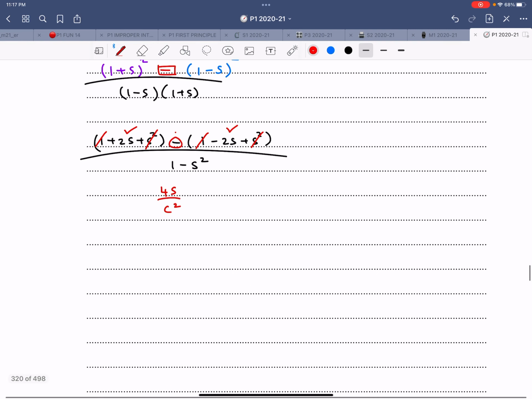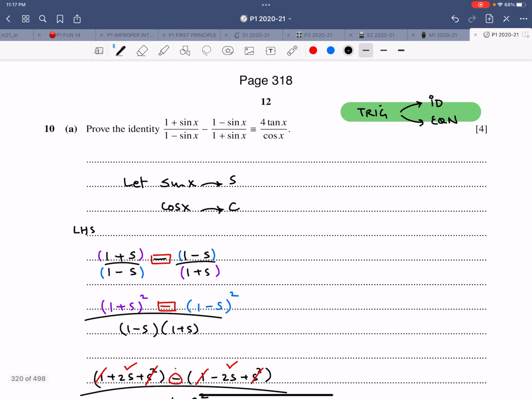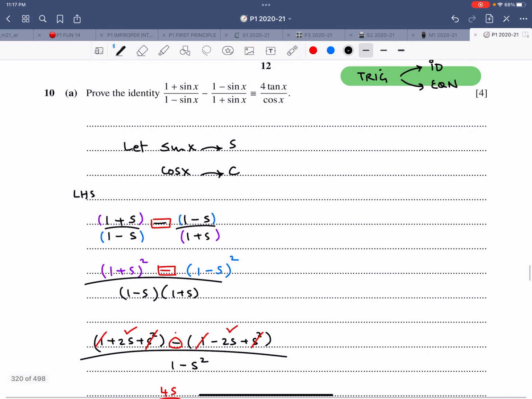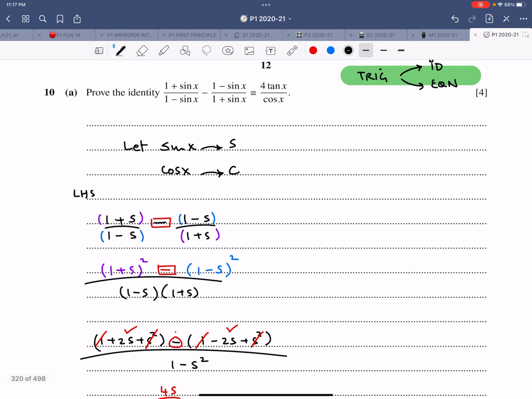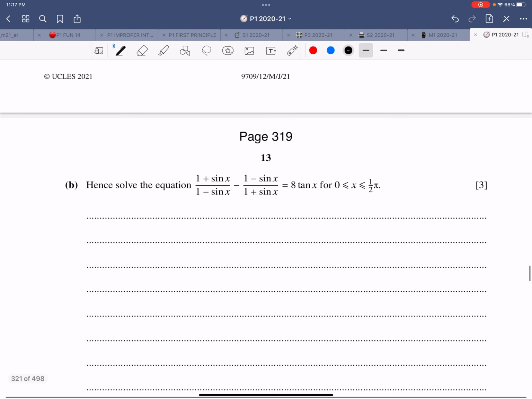That is 4 into sine into 1 over cos into 1 over cos. Write it like this. Sine over cos is tangent. And 4 remains as it is. And the cosine at the bottom remains as cosine x, and that is what you get. So the first part is done. Question for 4 marks, straightforward. Now this thing is 4 tan x over cosine x. The same thing, 4 tangent x over cosine x is 8 tangent x.